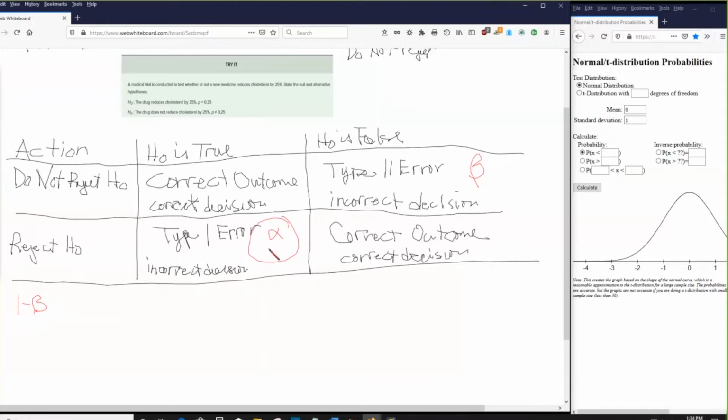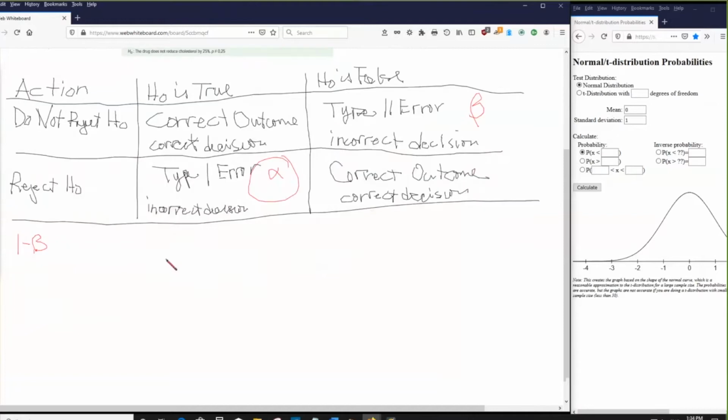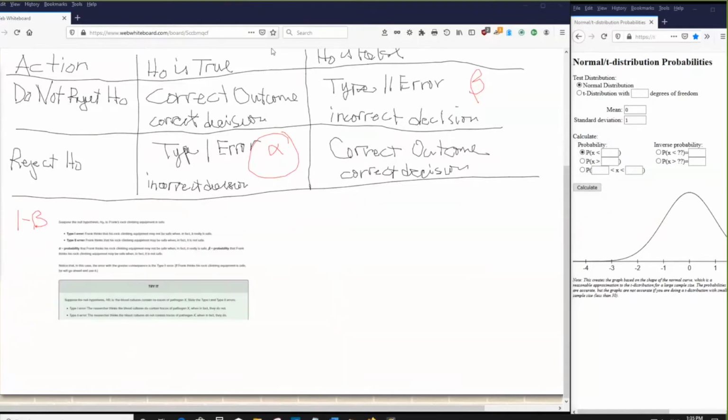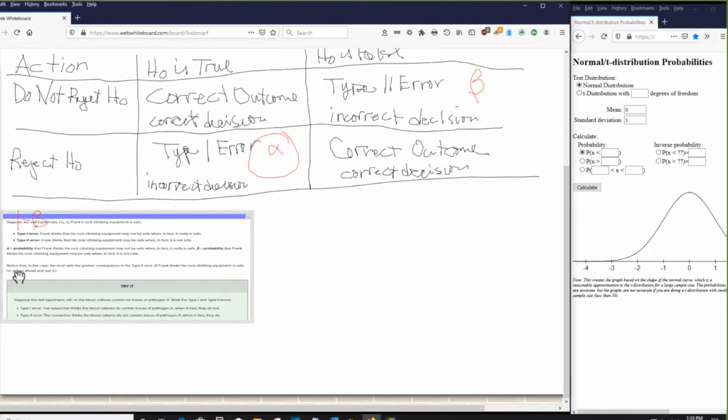So you're going to see this alpha show up very soon. But just to look at these type 1 and type 2 errors, let's go ahead and show some examples. Okay, so here's some examples of type 1 and type 2 errors.